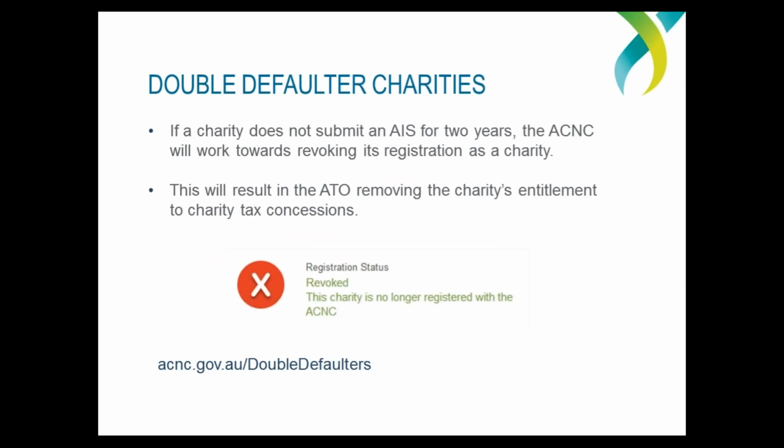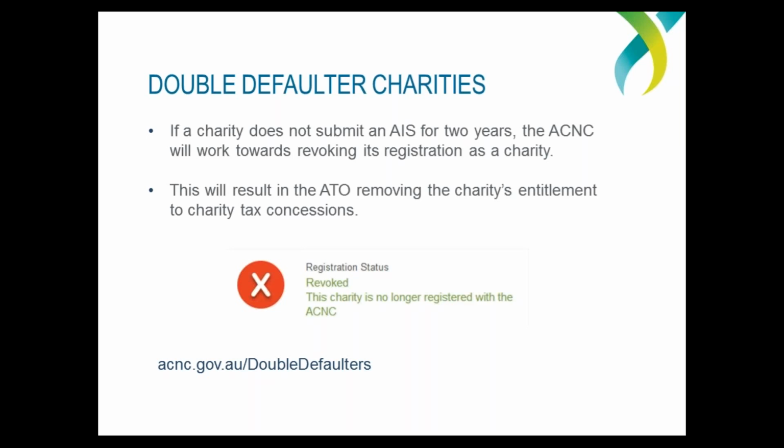But as a worst case scenario, not submitting your AIS can put your charity at risk of becoming what we call a double defaulter charity. So double defaulter charities are those charities that have not submitted an AIS for 2 years. And once that happens, the ACNC will work towards revoking a charity's registration. And that's something that will see the organisation lose its all-important charity tax concessions. So you can see there what will happen to your charity's register listing. If your registration with us is revoked, you'll have a red arrow or cross there rather on your listing. So that's probably something you want to avoid.